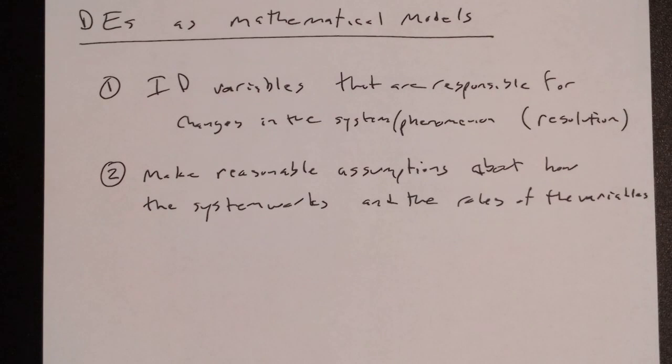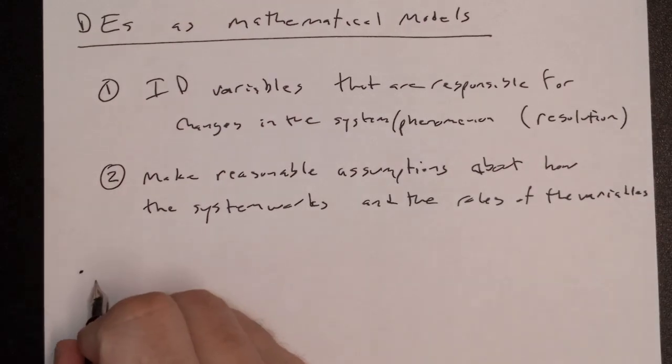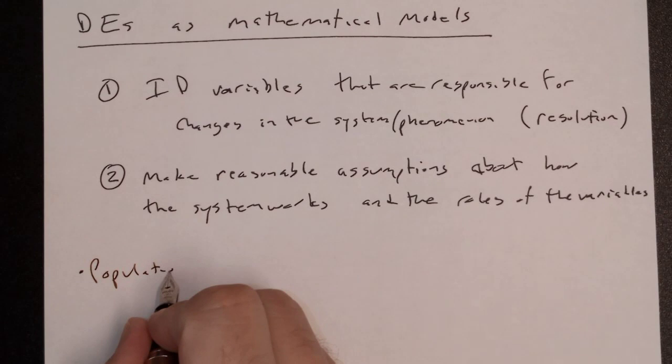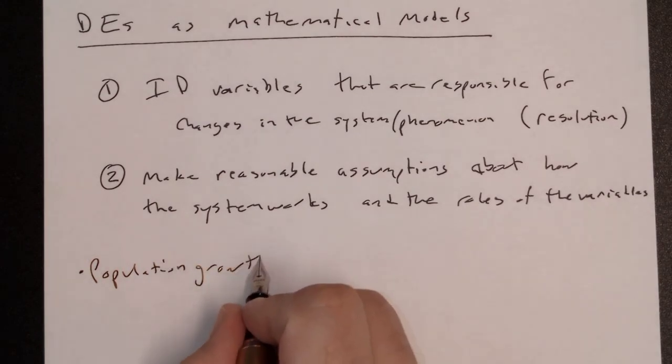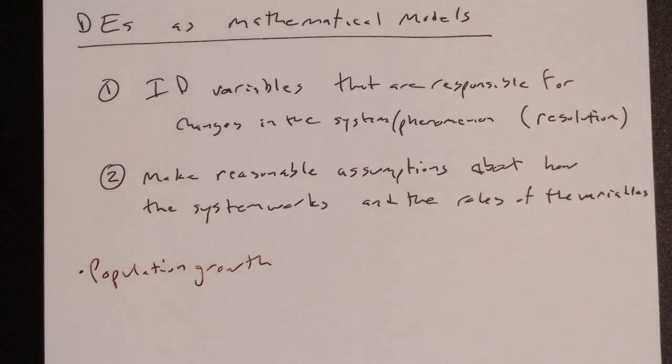Questions? Then let's start with a nice, easy one. Here's an example to work off of. Population growth. All right, let's make some assumptions. I have a population of things. We do bacteria, people, cats, birds, mice, whatever, it doesn't matter. Things.